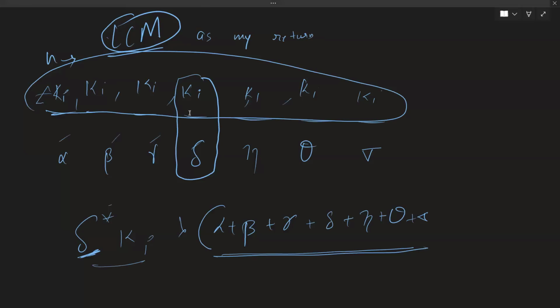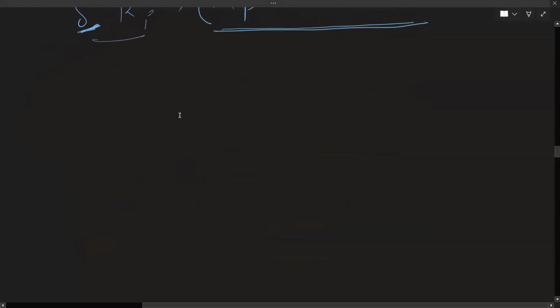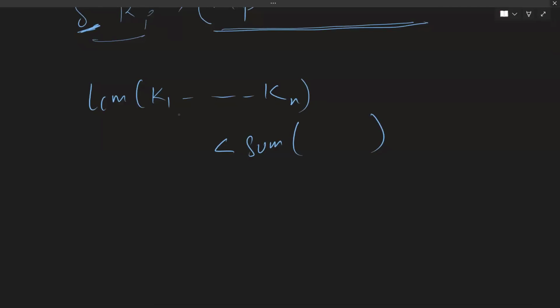Okay, let me explain why. My question is, if the LCM of K1 to Kn is less than the sum of the coins that I have invested, my answer is not possible. Like I didn't get minimum. We will take one as alpha. What do you mean by this?